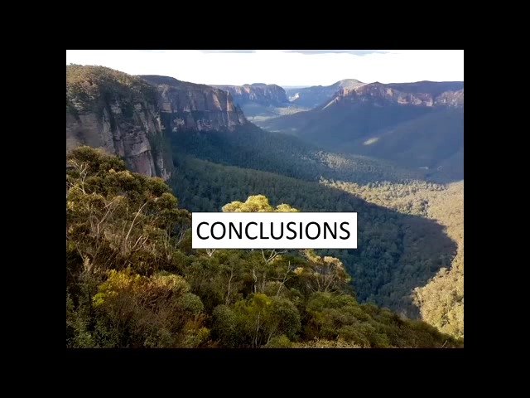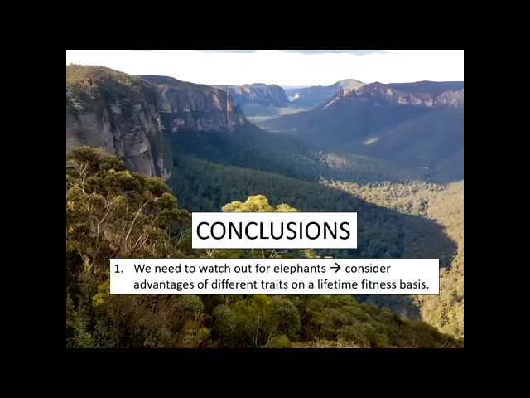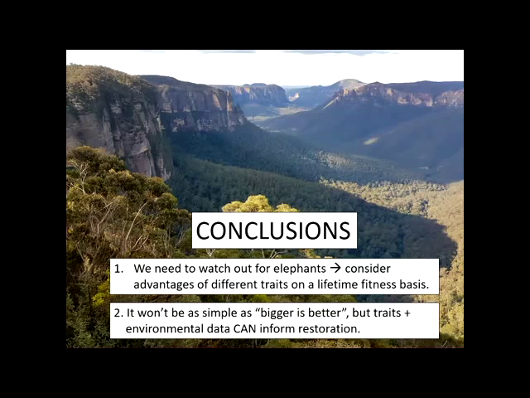Okay, so two big take-home messages. First is we need to watch out for elephants. It happens all the time that we're just considering one little part of the picture. So if you want to understand the fitness advantages of a plant trait, you need to do it over the whole lifetime, not just with respect to one little piece of the puzzle, or you can come out with the wrong idea. Second conclusion is it won't be as simple as bigger is better, but traits combined with environmental data can be incredibly important for understanding restoration efforts.